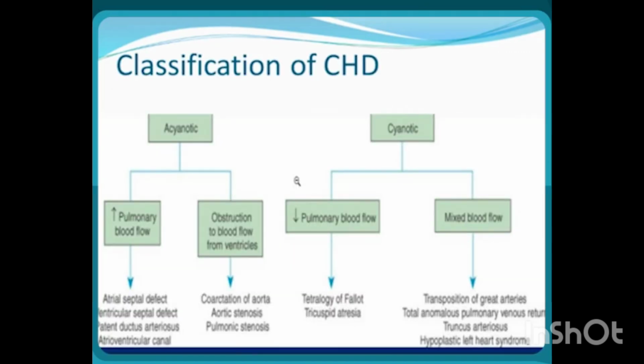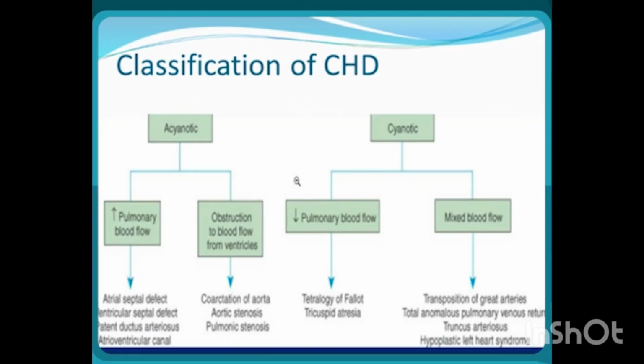We classify CHD based on saturation first. This is the broad classification: if the saturation is more than 95%, it is called acyanotic CHD, and if it is less than 95%, it is called cyanotic CHD. Again, acyanotic CHD is classified as increased pulmonary blood flow or obstruction to the blood flow from the ventricles. So increased Qp situations are ASD, VSD, PDA, AVSD, while obstructive situations are AS, PS, and coarctation of aorta.